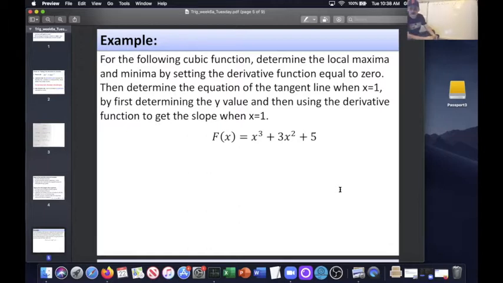Okay, so I'll just pause for a moment, and then I'll go through this example, and then I'll give you one to do on your turn.